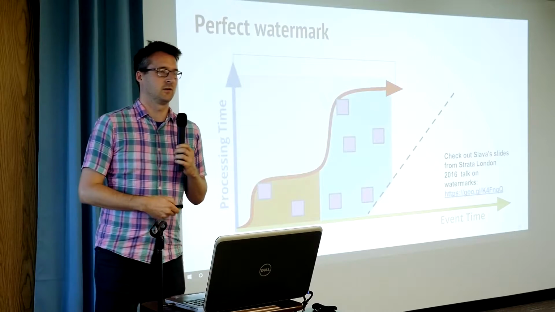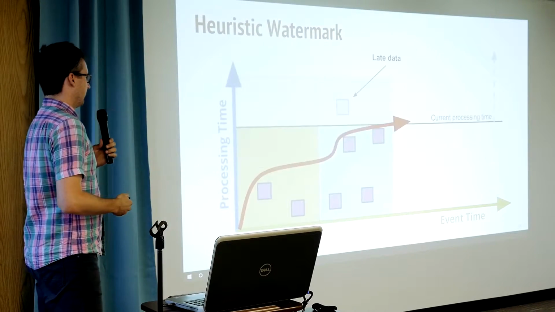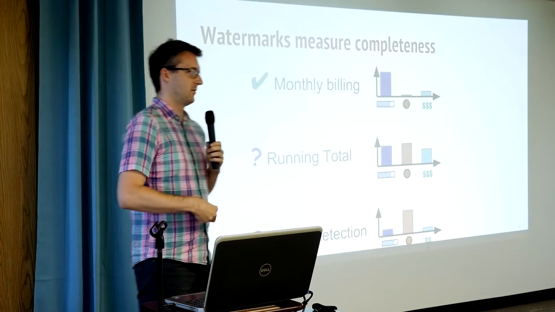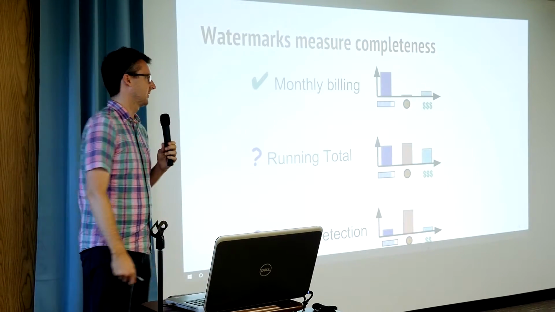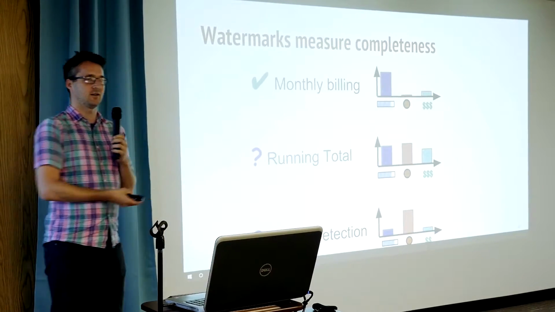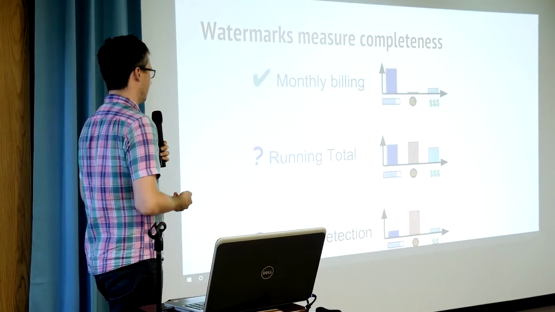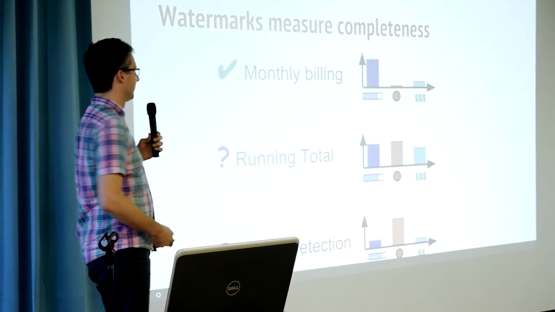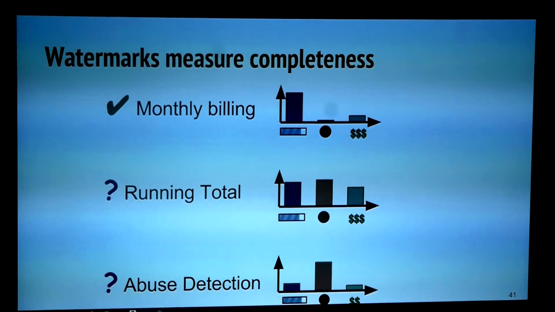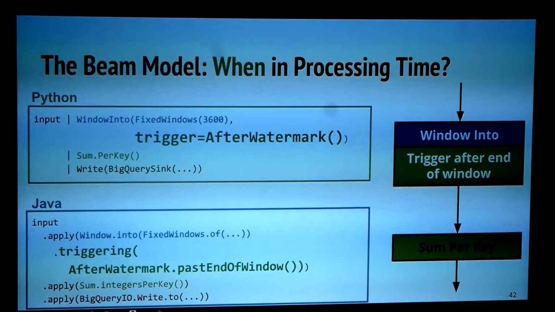I'm going to advance to here, and now come back to the fact that we have a measure of completeness. That is what the watermark gives us in terms of these graphs that I've tried to recall here. And now I want to talk about how that measure of completeness interacts with you really being able to customize when you receive output. So the when in processing time starts with watermarks and it ends with triggers.